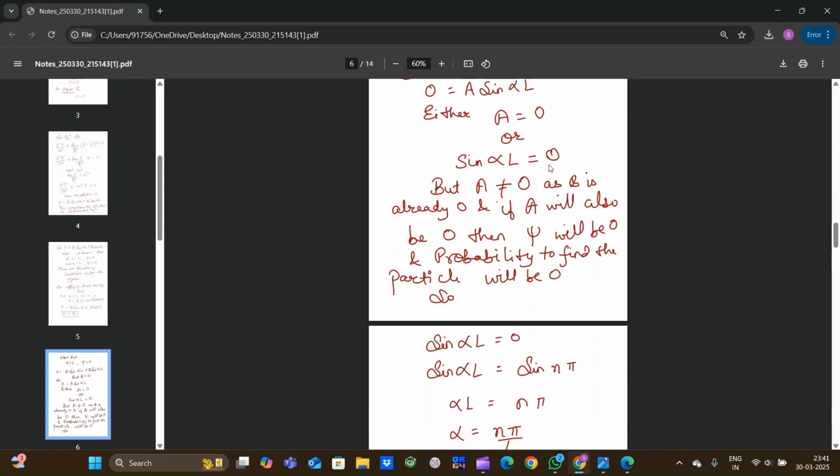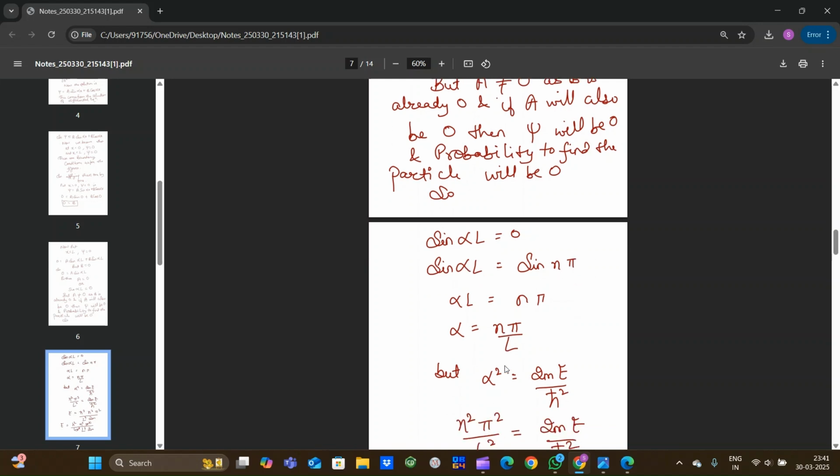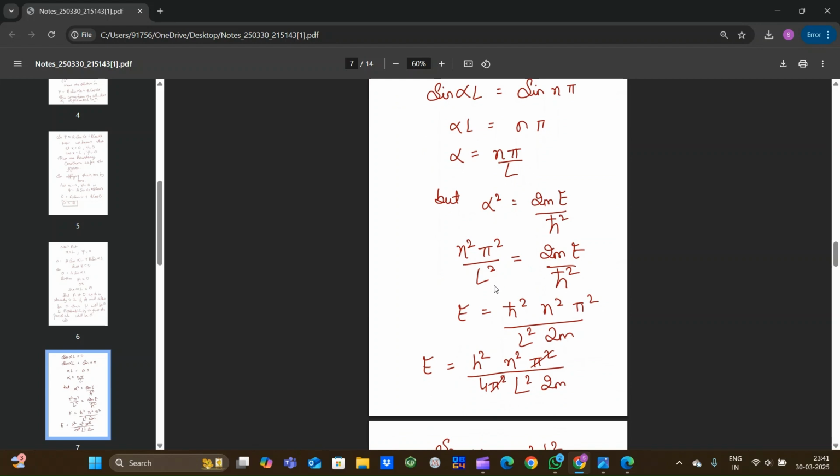Now sin alpha L equals 0, this is actually sine only, right? And sine is 0 when it is sin n pi. Again mathematics. So alpha L is equal to n pi. I'm just equating these two terms, alpha L and n pi. Now we will find the value of alpha. Alpha is equal to n pi by L, and we assumed previously that alpha square is equal to 2 mE by h bar square. Just put the value of alpha here, you will get n square pi square by L square equals 2 mE by h bar square.